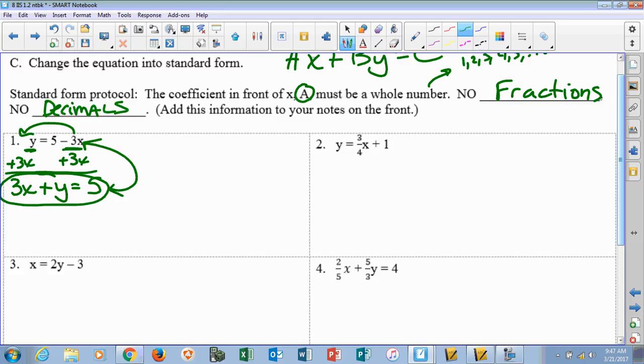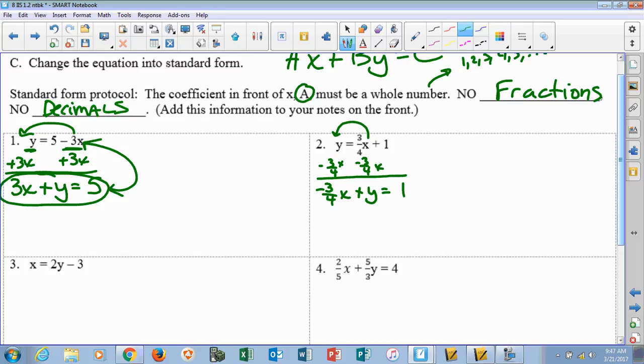All right, now number 2 is a little more tricky because we have a fraction in here. And we'll show you how to get rid of that. So again, I have x's and y's on opposite sides. So I got to take this 3/4 x and move it over to here. So I got to do that by subtracting 3/4 x from both sides. So when I do that, I get negative 3/4 x plus y equals 1. So now again, do I ask myself, well, this is violating 2 rules, right?